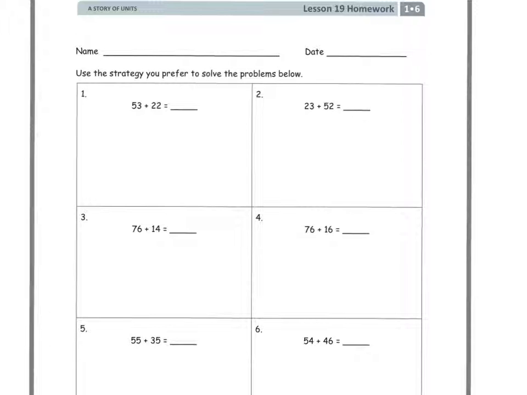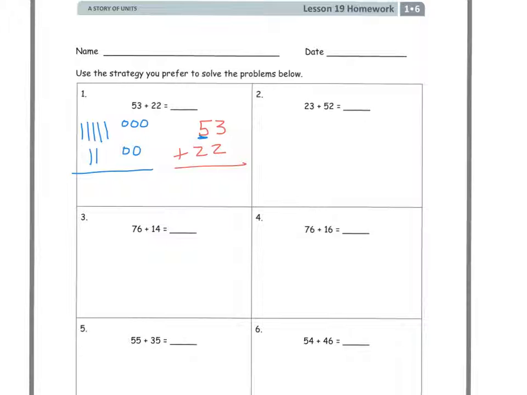I'm going to set this up vertically. And then off to the left, I'm going to draw my picture to show 53. So there's 1, 2, 3, 4, 5 for tens. And then I have 1, 2, 3 ones. And I'll do the same thing for 22. 1, 2 tens and 2 ones.